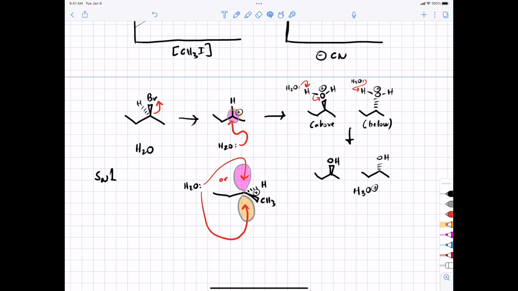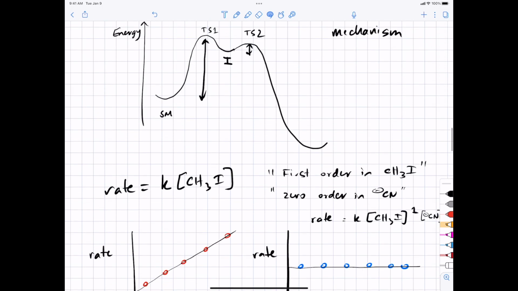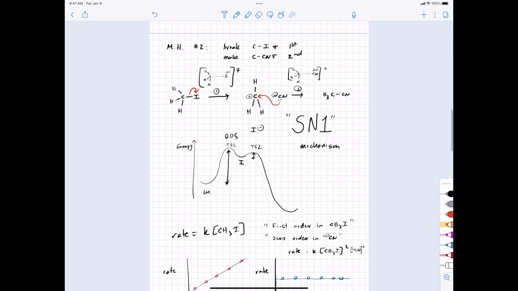Yeah? Can you explain one more time what SN1 means? Yep. SN1 means this stepwise mechanism where we break the carbon-leaving group bond first, and then the nucleophile comes in and attacks the carbocation. S stands for substitution, because in the reaction we have substituted CN for I.